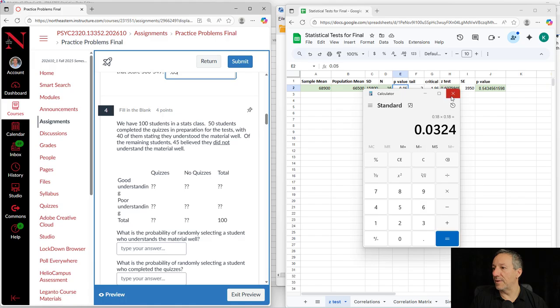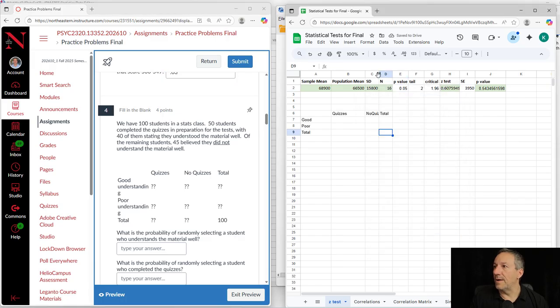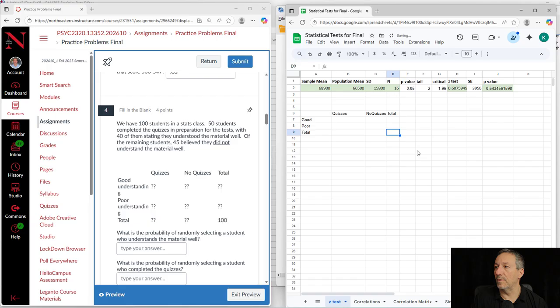Okay, conditional probability. I created a little table. You could do it by hand on a piece of paper, but I like doing it in Excel. I just copied this: quizzes, no quizzes, good or poor understanding. This is the conditional probability, so there are 2 different things going on. We know our total is going to be 100. It says that in the very first statement, 100.